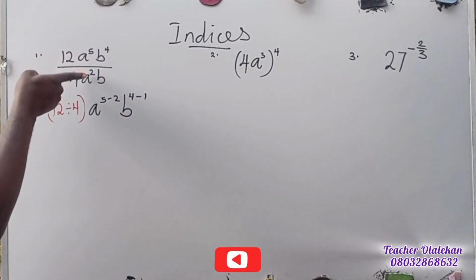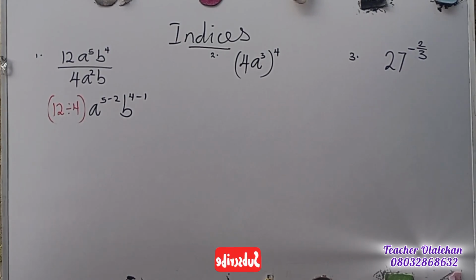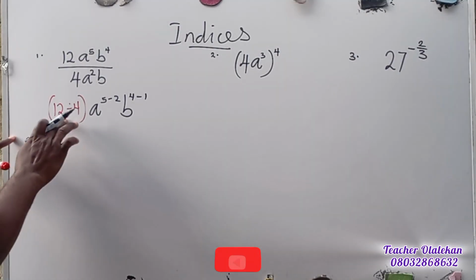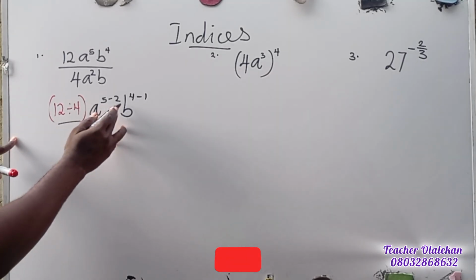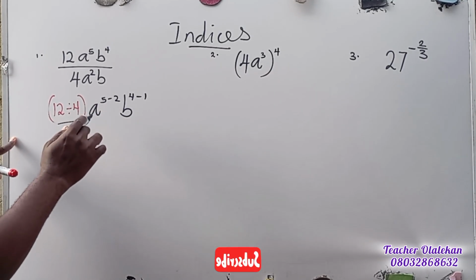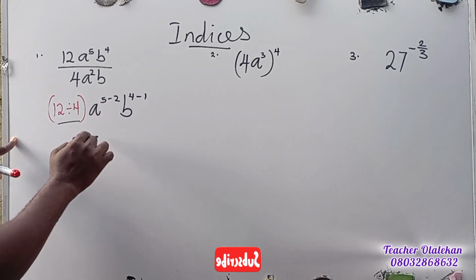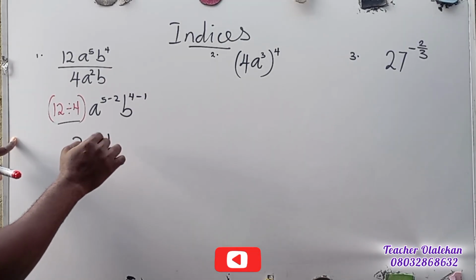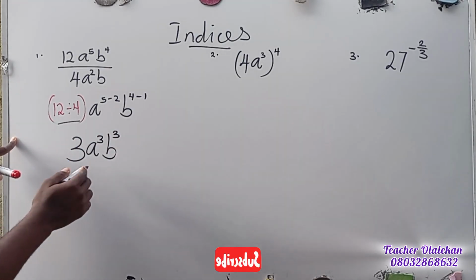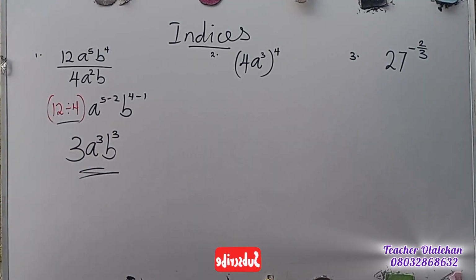So numerator comes first when you are dividing. Do not forget that is the division law of indices. So this is going to give us 3. So that becomes 3, and our exponent here will be a raised to power 3. Yes, that's 5 take away 2, and b raised to power 3. And at this stage, this becomes our final answer. Very easy to do, very easy to solve indices.